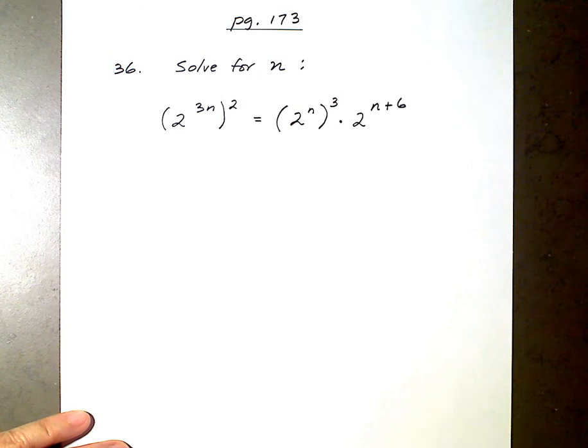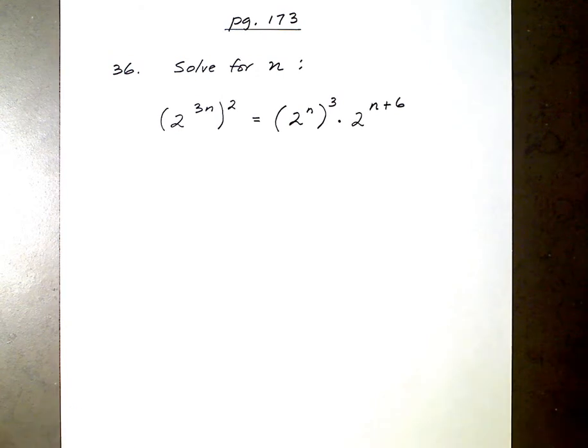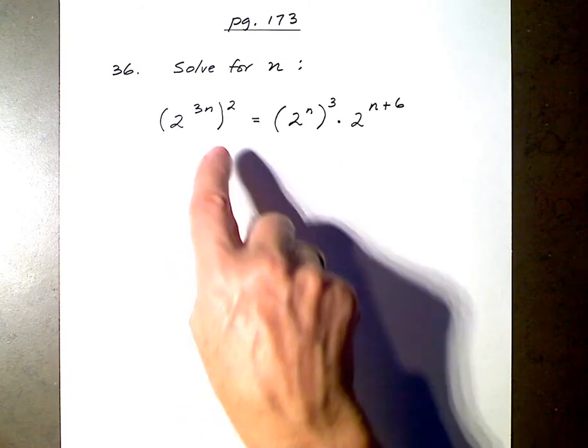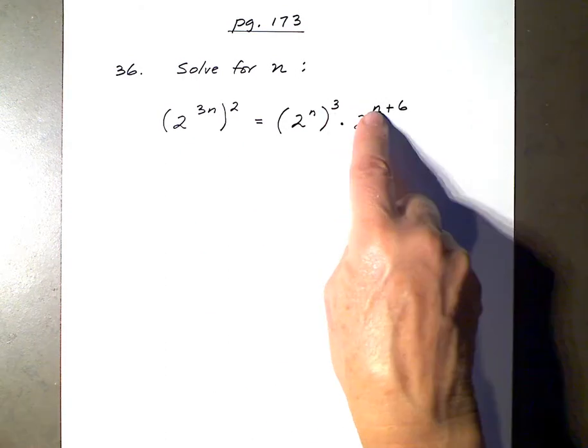Okay, this is page 173, number 36. It's a great little problem because it's going to help prepare us for the unit where we study exponential functions and logarithms. So I notice I've got an equation here, and I've got to solve for n, the value of n that occurs here and here and here, that makes this equation true.